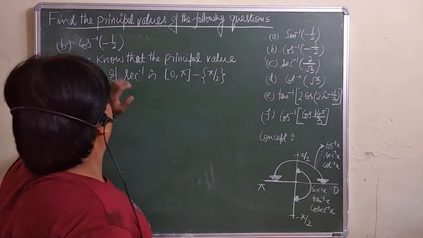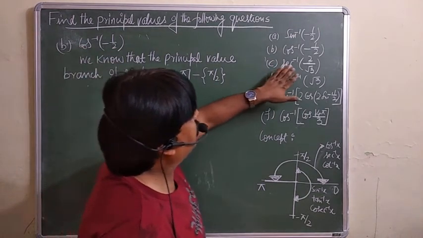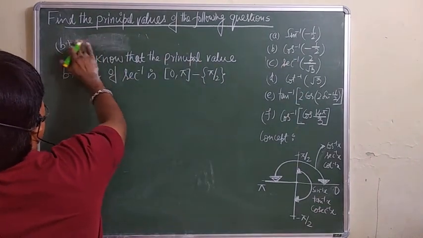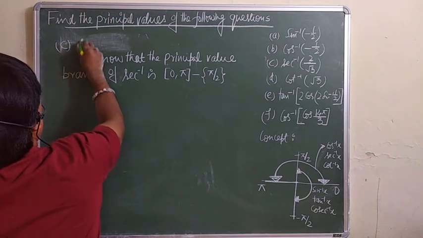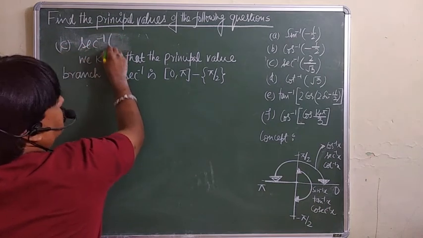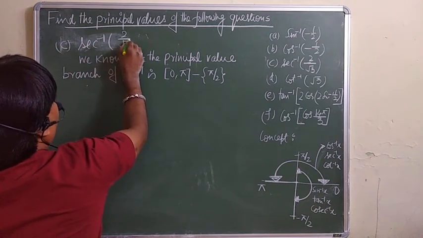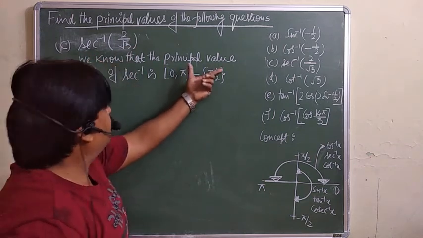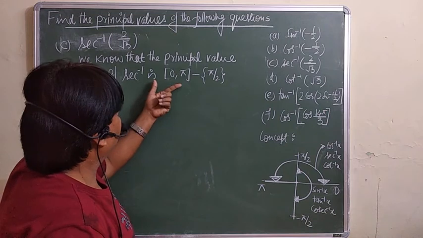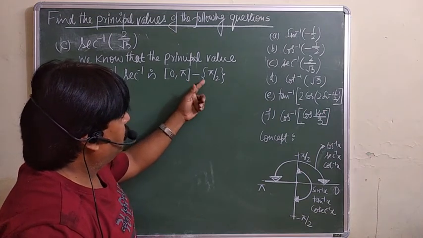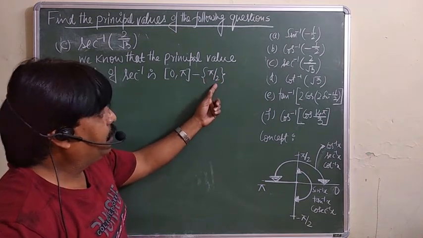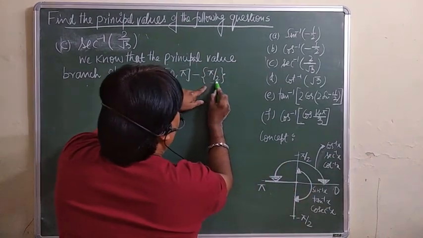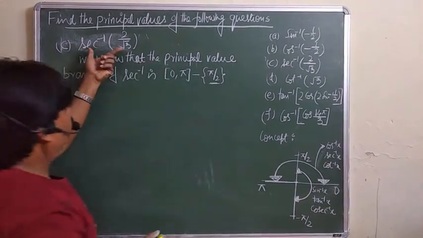Yes. The next question is sec inverse 2 over root 3. This is part C. Already we know that the principal value branch of sec inverse is 0 to pi except pi by 2, because sec does not exist at pi by 2. So the same method is there.